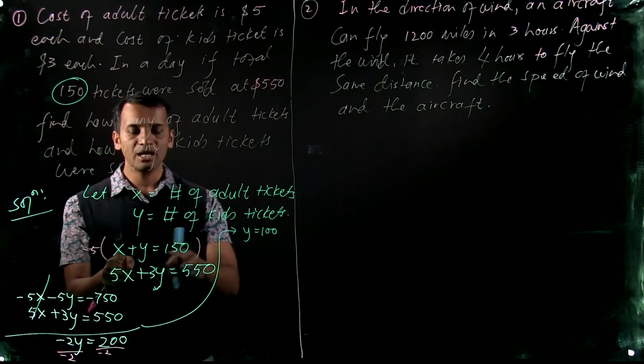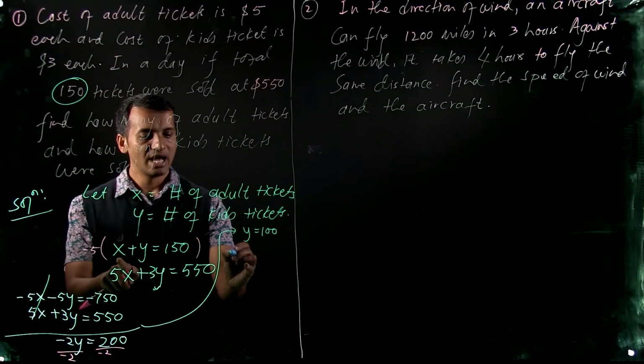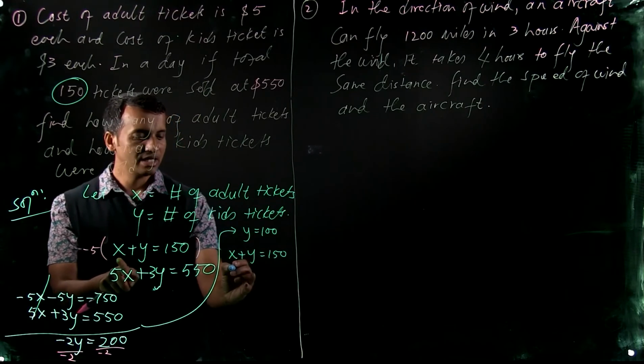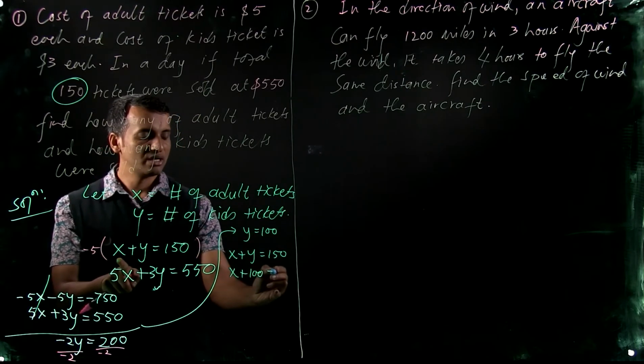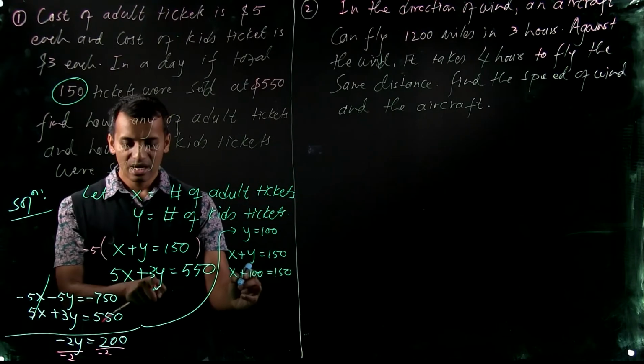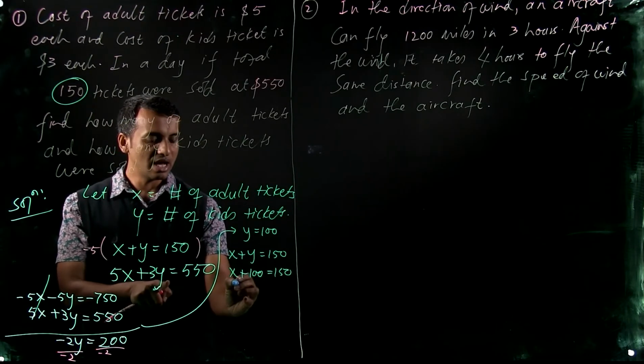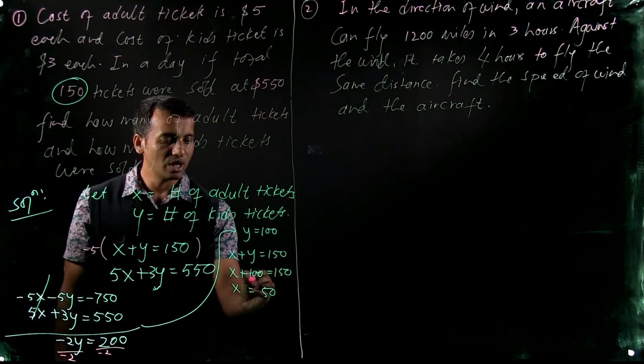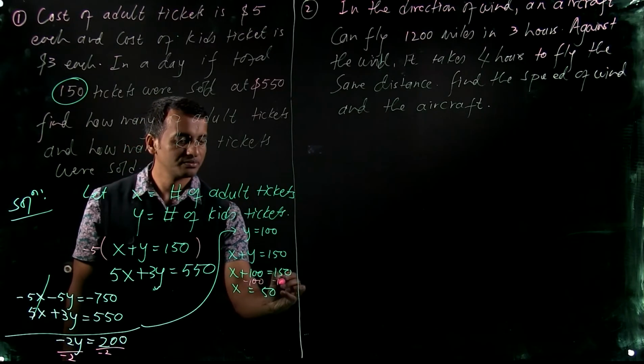So you plug the y value into the first equation. The first equation was x plus y equals 150. So x plus 100 equals 150, right? And then what do you get? You get x equals 50, because you subtract 100 from both sides.